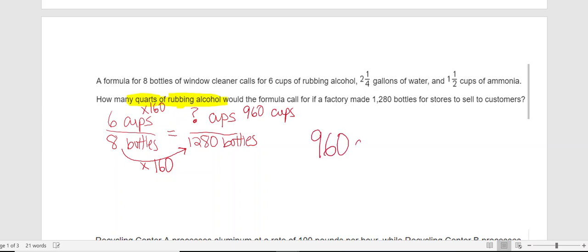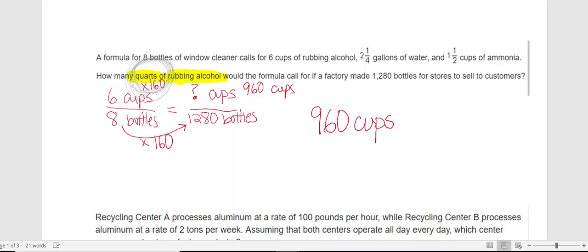I need 960 cups. But we don't want our answer in terms of cups. They made it a little bit challenging here when they said how many quarts. So we now need to take our cups answer and convert it to quarts. Do you know how many cups are in a quart?